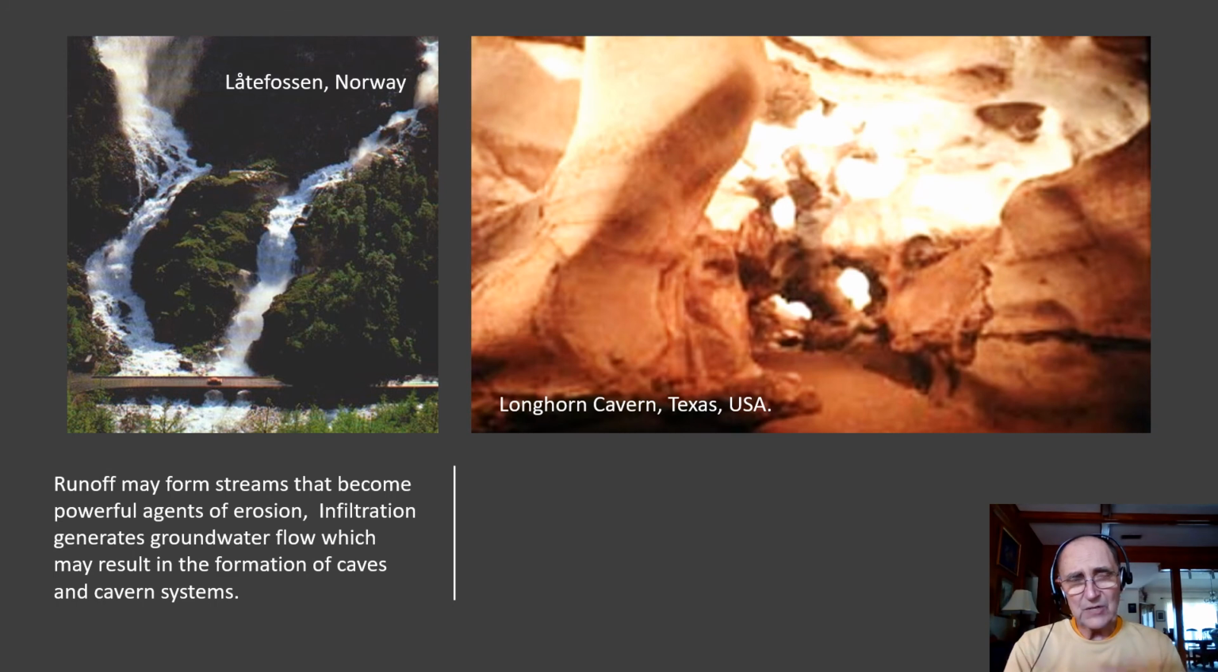Here are two examples, one of runoff and the other one of the effects of groundwater flow. The picture on the left, you have two streams that are joining together in a fascinating area of the world. This is the area that we call Latefossen in Norway. The picture on the right is a system of tunnels that you find within the Longhorn Cavern system in Texas. These tunnels, this cave system, was sculpted through groundwater flow.